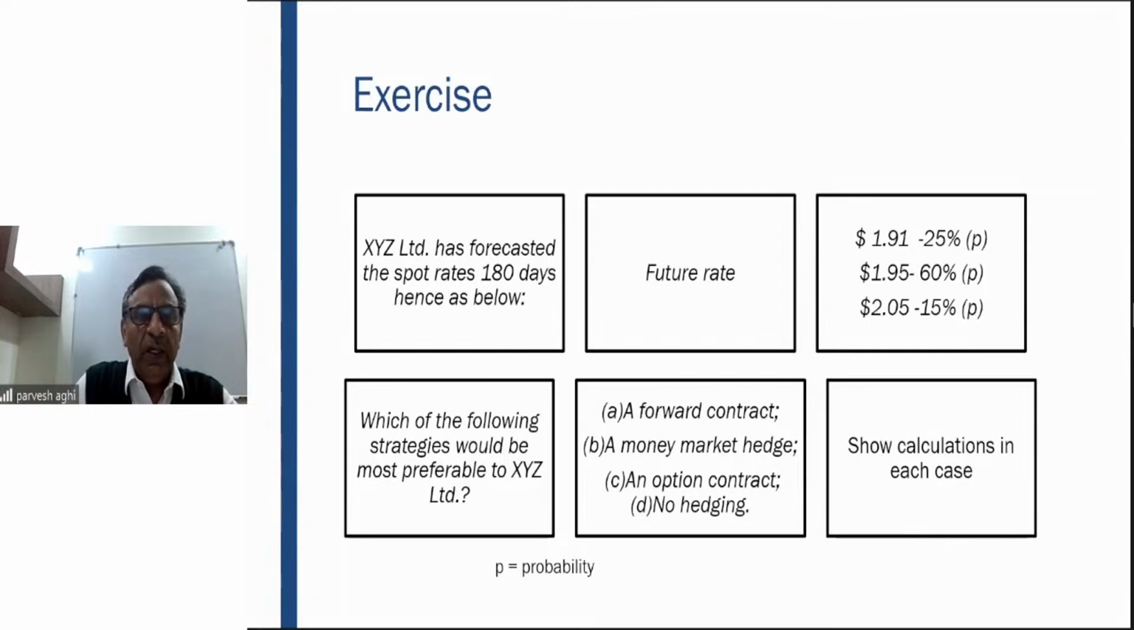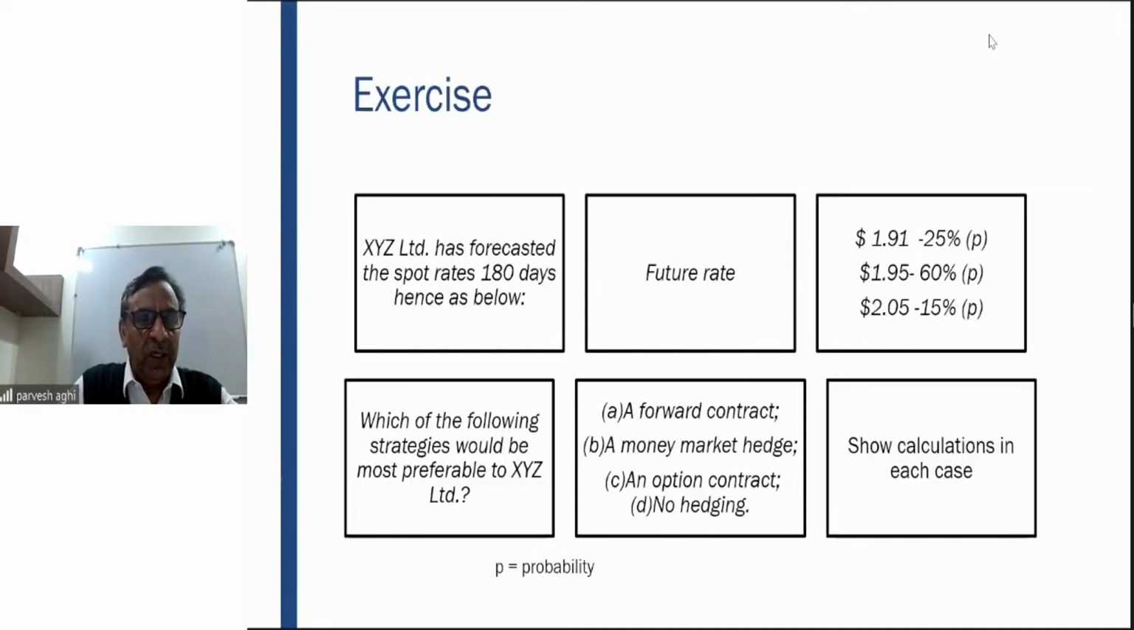What they say is that XY Limited has forecasted the spot rates at 180 days, which is like the future rate, which will be there when the 180 days are over. That would be the spot rate. They're expecting that it will be 1.91, 1.95, or $2.05. Their respective probabilities are also given. There is a 25% chance that it will be 1.91, a 60% chance it will be 1.95, and a 15% chance that it will be 2.05.